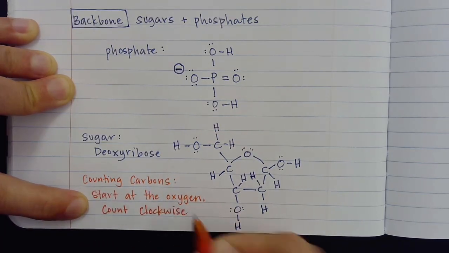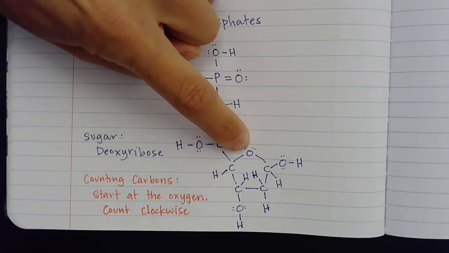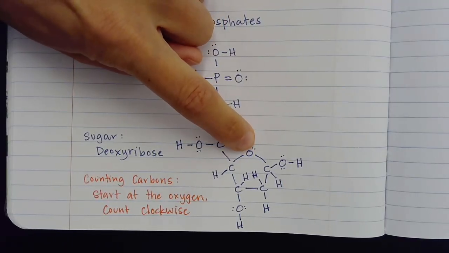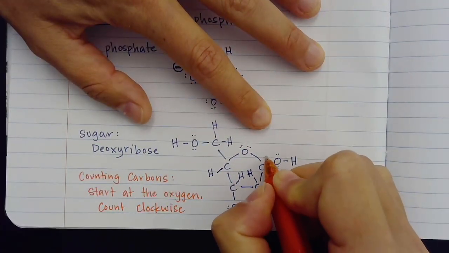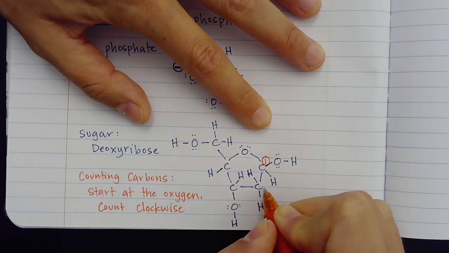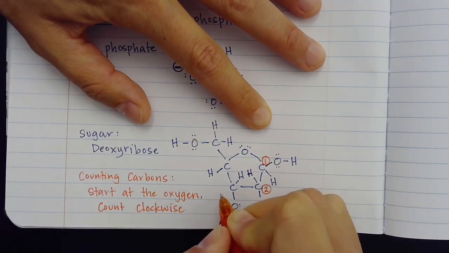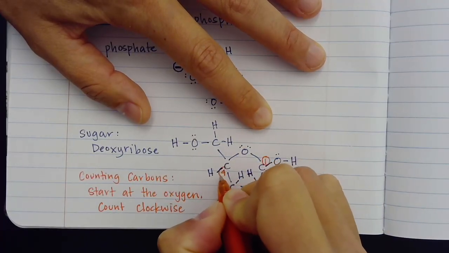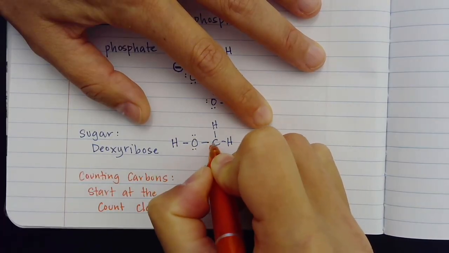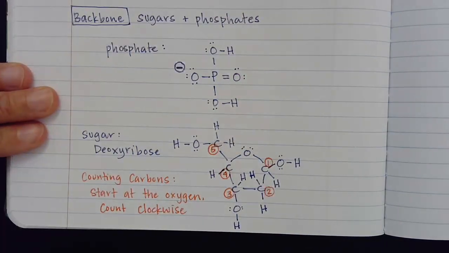So what does this look like? If this is the oxygen that I'm talking about, so it's the oxygen that's inside of the ring, this carbon here is going to be carbon number 1. This carbon here is going to be carbon number 2, because I'm counting clockwise. 3, 4, 5. So this is a 5-carbon structure.